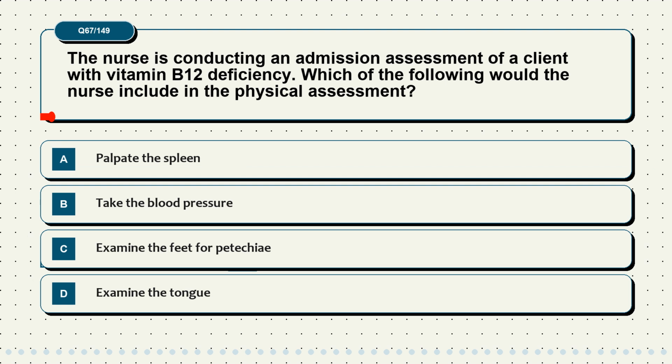Question 67. The nurse is conducting an admission assessment of a client with vitamin B12 deficiency. Which of the following would the nurse include in the physical assessment? Here are the options. Option A, palpate the spleen. Option B, take the blood pressure. Option C, examine the feet for petechiae. Option D, examine the tongue.